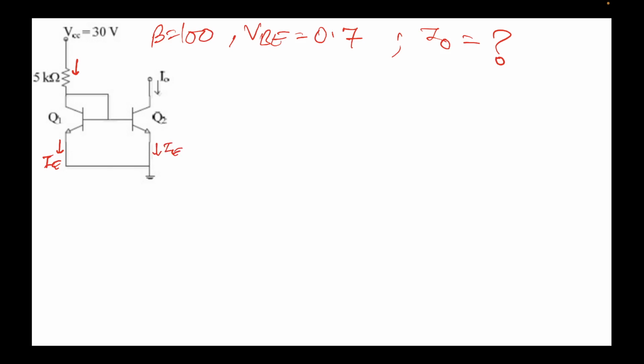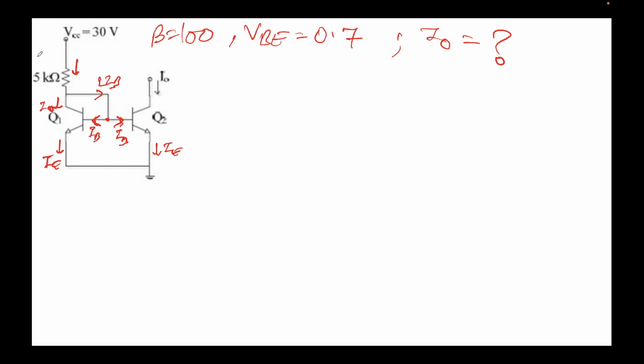VB is the same for both. Let's assume this current is IB. Naturally this current will also be IB, the current flowing into this transistor. If you apply KCL here, the current flowing here would be 2IB. Why 2IB? 2IB is coming down, so one IB will go to the left and the other IB will go to the right. And the current here is IC, which will be nothing but I naught, because they're current mirrors.